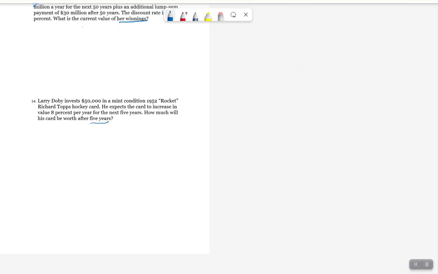Now, sometimes when the question says he expects the value to increase by 8%, when they're telling you the value will increase by 8%, that's your interest. So that's your I/Y, in other words. What you want to know is how much the card will be worth 5 years from now. You were to invest in the mint condition at 50,000. We're looking for something that is going to happen in the future, 5 years from now.